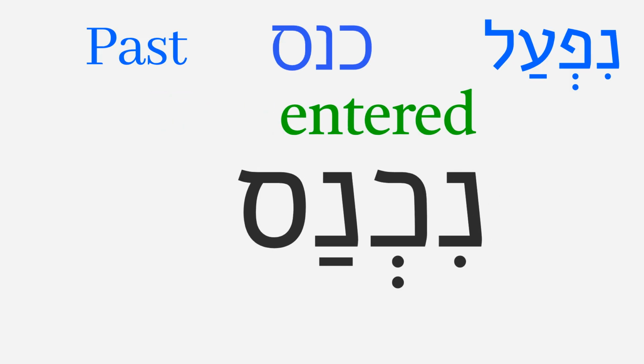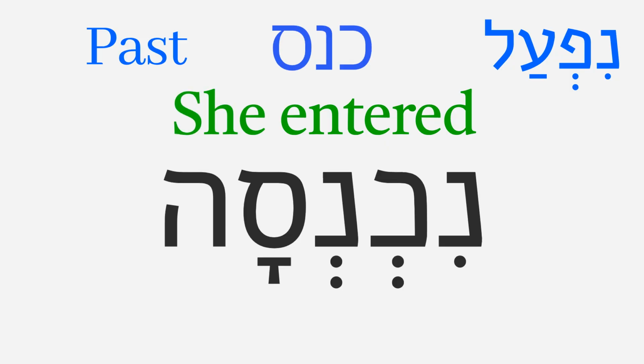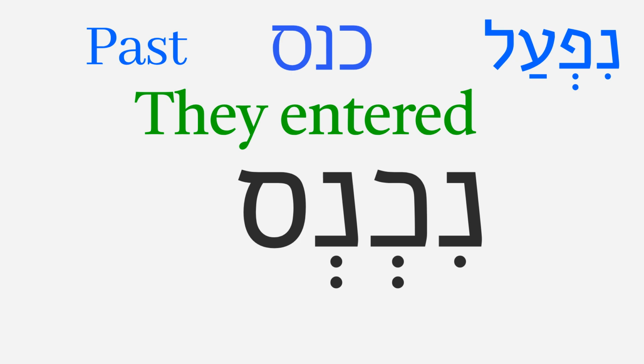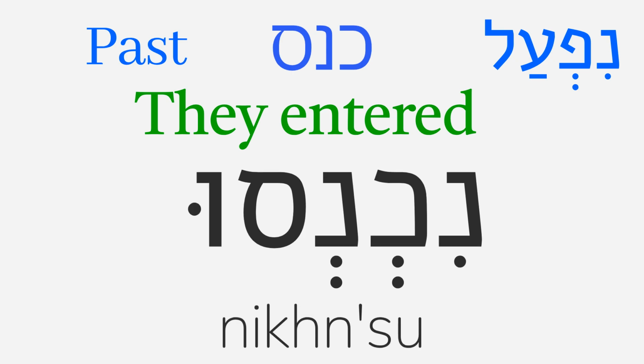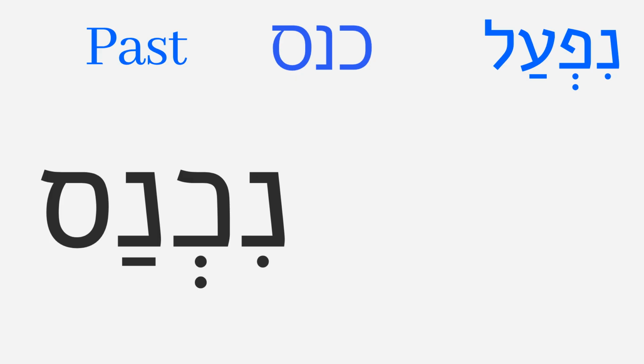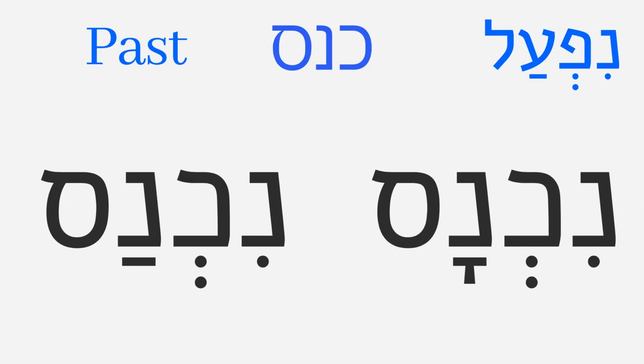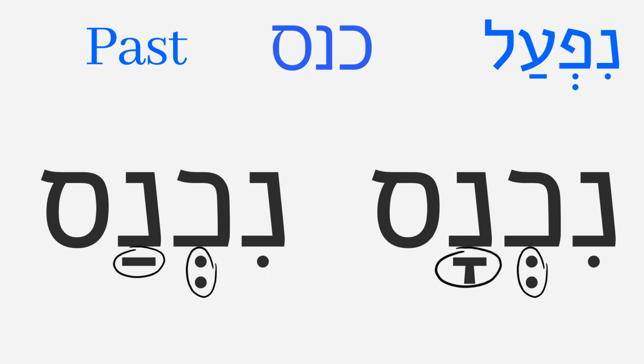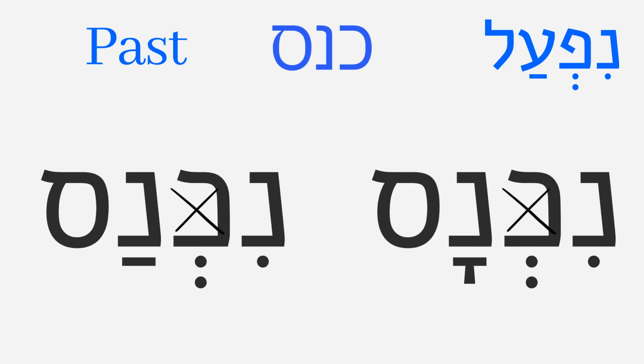With the she and they forms, we shorten the vowel on the second root letter, in the Niphal, the patach, to a shva. The verb she entered has an a ending, nichnasa, and the verb they entered has an u ending, nichnasu. So that's the Niphal past tense, which is very similar to its present tense, with a nun with hirik prefix, a shva, and an a vowel, patach or kamatz, and no dagesh in the first root letter.